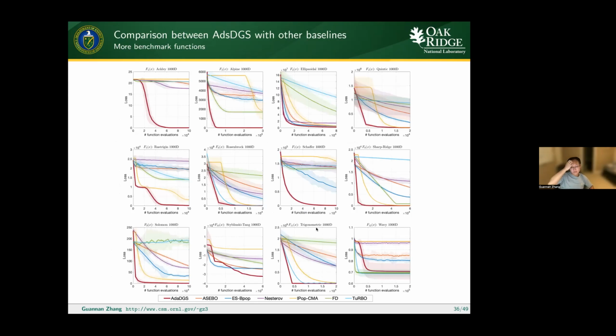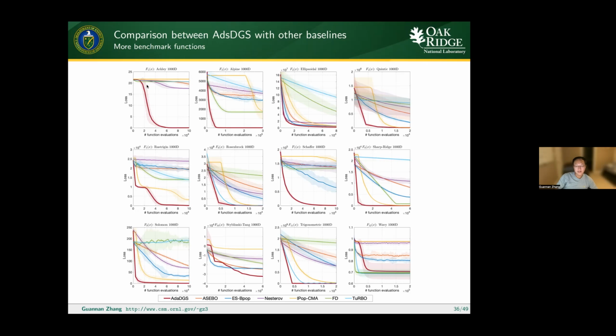Now we test this adaptive algorithm with more benchmark functions. Here we have 12 of them. Some of them were included in the primary test, but we also include more, especially those highly ill-conditioned functions. We test them in the 1,000 dimensional cases, including highly ill-conditioned functions like the Rosenbrock function and an ellipsoidal function. As we can see, our method can find the global minimizer very fast. All the minimal loss function values are 0.